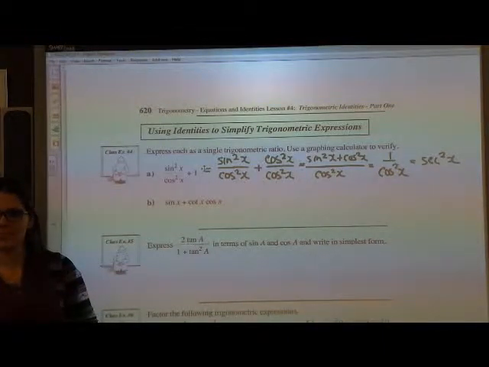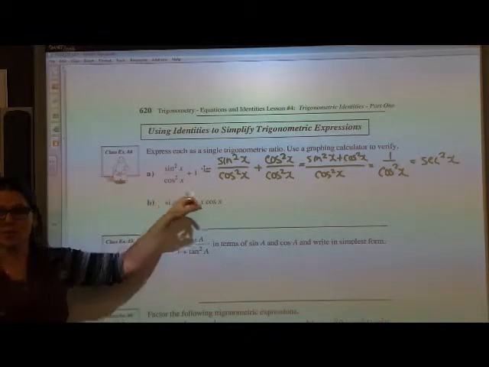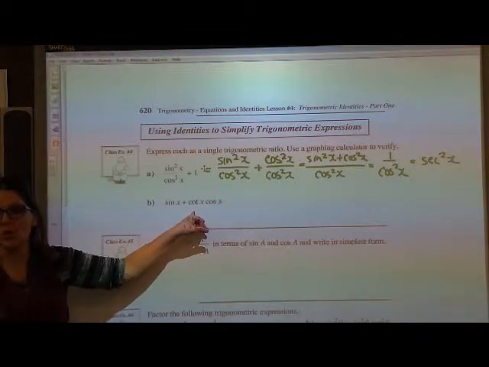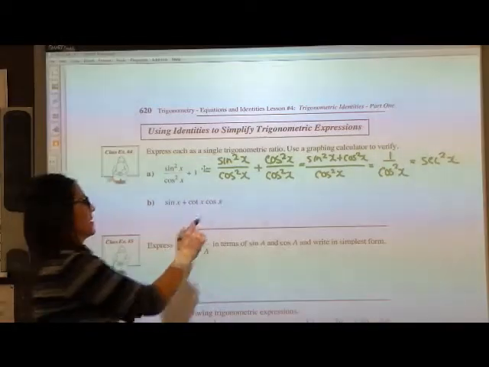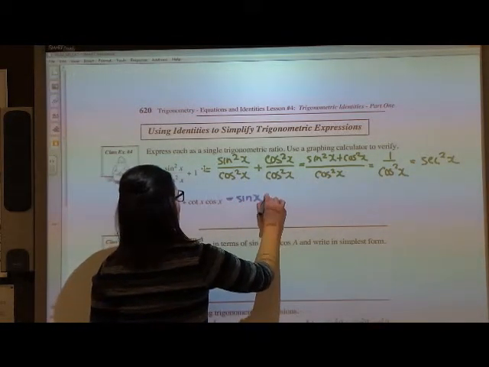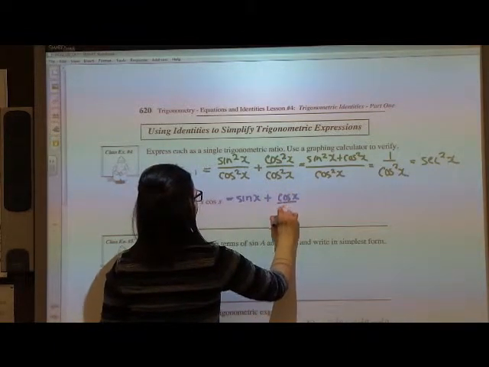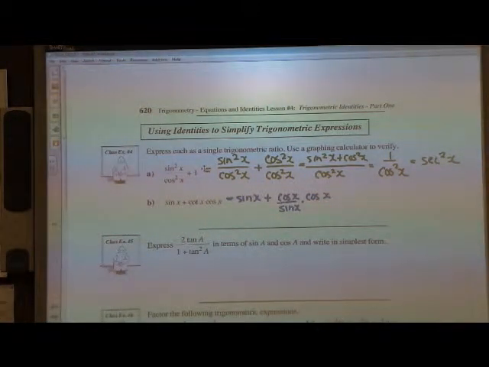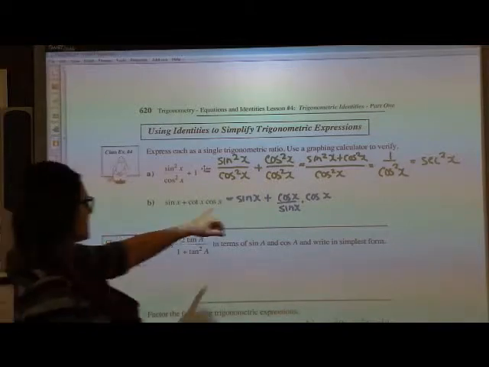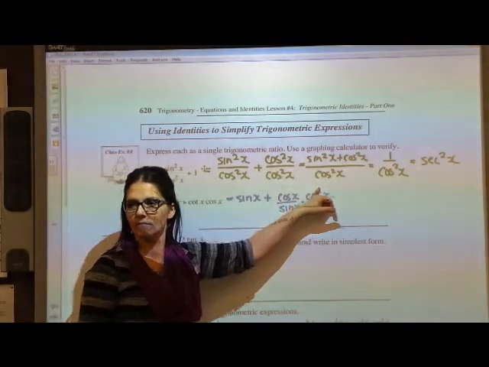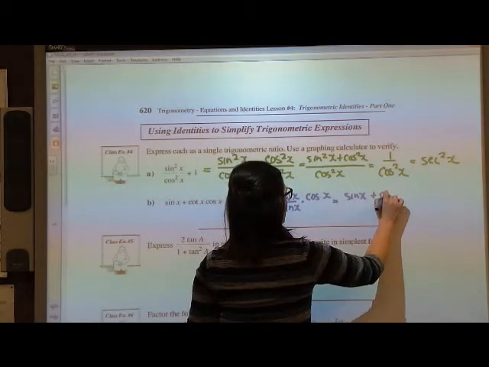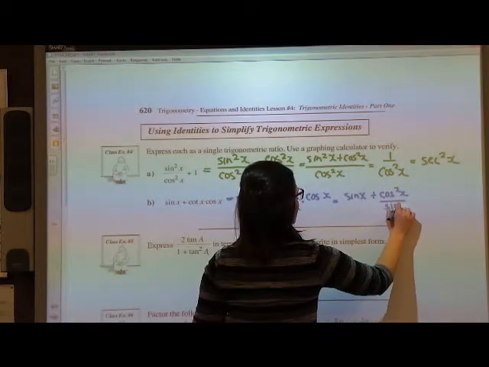Cos over sine seems right. Why? Because you have cos and sine in the question. The idea is you're trying to make it simpler, and putting in another expression is not going to make it simpler. So I've got sine x plus cos x over sine x times cos x. What's cos x times cos x? Cos squared x. So I've got sine x plus cos squared x over sine x.